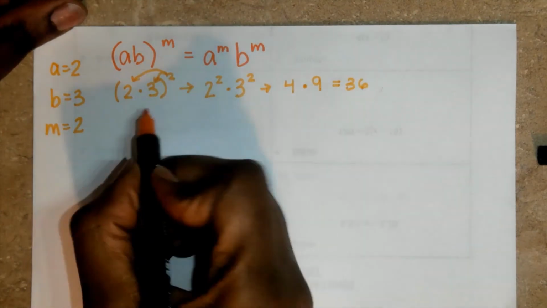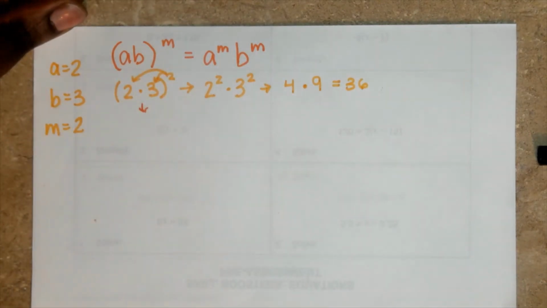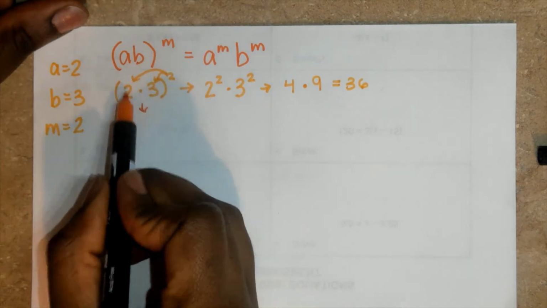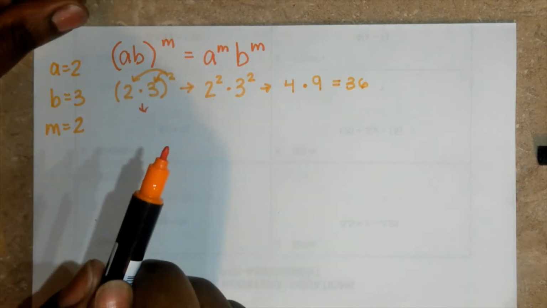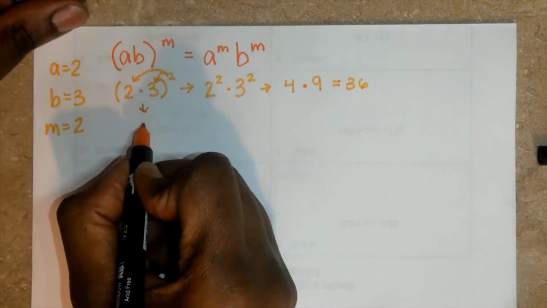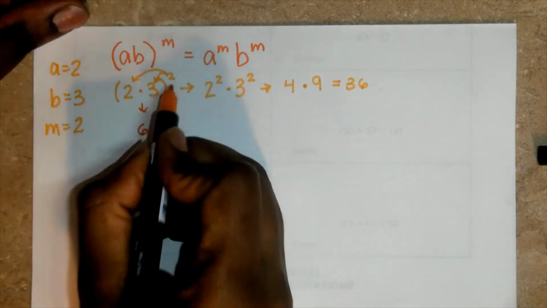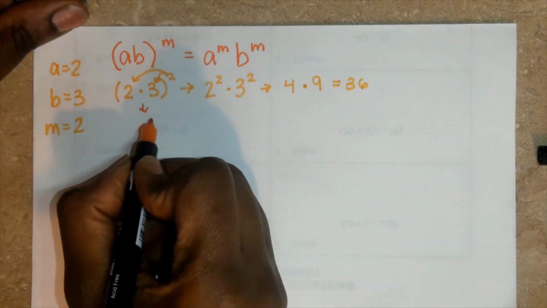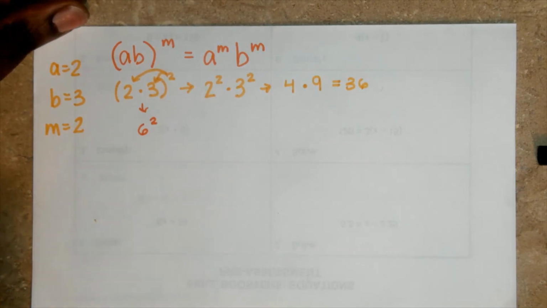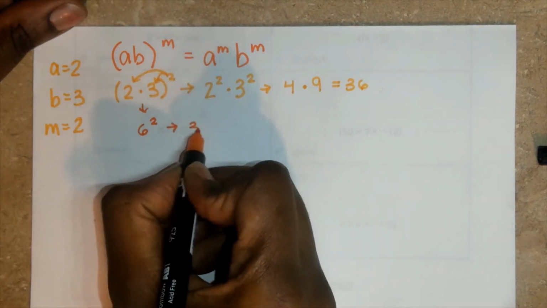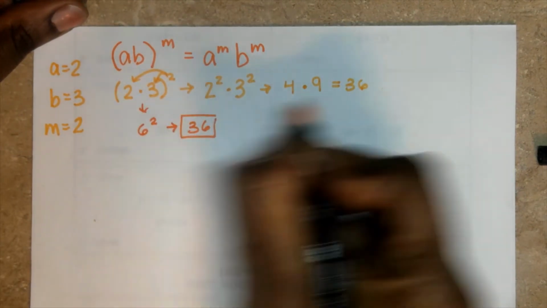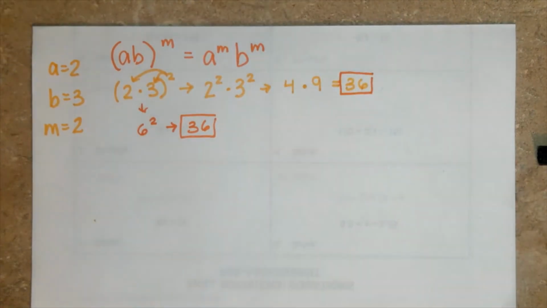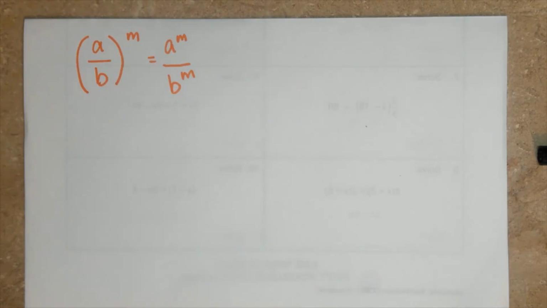Now if I did it the opposite way, and I decided to multiply 2 and 3 first, 2 times 3 is 6. And I would have to then keep that exponent, so 6 to the second power. And 6 to the second power, which is 6 times 6, is 36. So take a look at that. Here's an example for why the power of a product property works. Now let's take a look at why the power of a quotient property works.